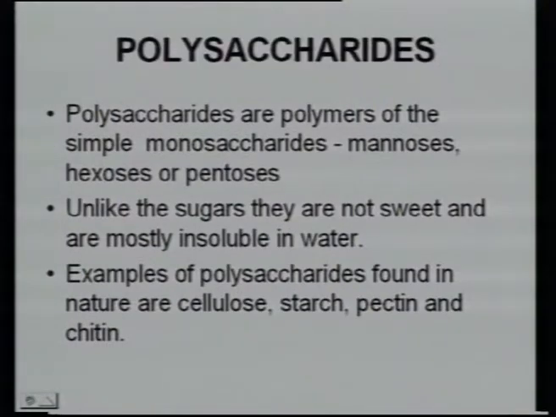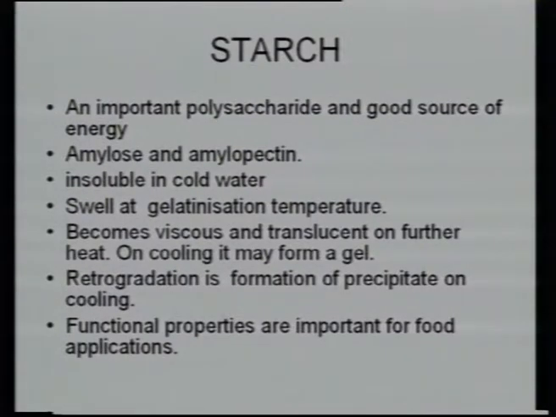Then we come to the polysaccharides. Polysaccharides are polymers of the simple monosaccharides, that is, many molecules of monosaccharides like mannose, hexose or pentose, and their characteristics are that they are not sweet and they are insoluble in water. Examples of polysaccharides are starch and pectin. Now what is starch? Starch consists of amylose and amylopectin. Amylose is a straight chain molecule, whereas amylopectin is a branched molecule. It is insoluble in cold water.